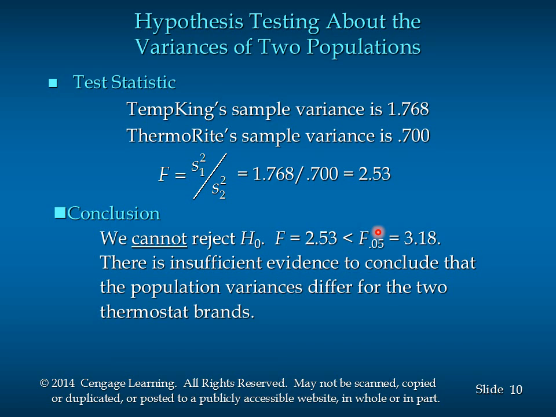And so you calculate your test statistic by dividing S sub 1 over S sub 2. If you ran that sample and calculated the variance, you would have S1 squared, or the sample standard deviation was 1.768. On the second thermostat, it was 0.7. Divide those two out, 2.53. 2.53 is less than F at a half of 0.10. And so what would you do?